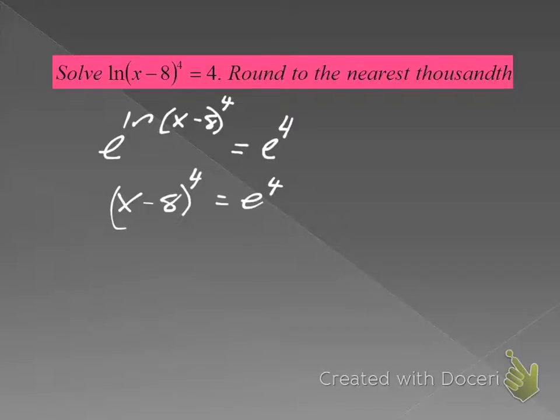And hopefully we remember from chapter 6 that to undo the 4th powers, we're going to take 4th roots so that they cancel out. So x minus 8 equals just the number e. We're going to add 8 to that. So e plus 8.